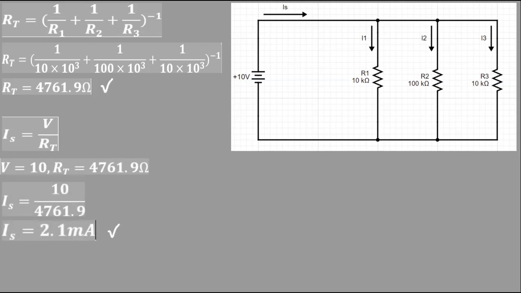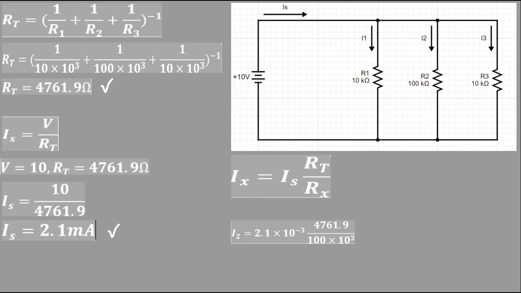Now that we have a total current and a total resistance, we apply it to our formula here. Here, Ix is equal to I2, which means Rx is going to be R2 since it's the resistor running through that specific branch. With knowing that, we put in our values, calculate, and get a final answer.